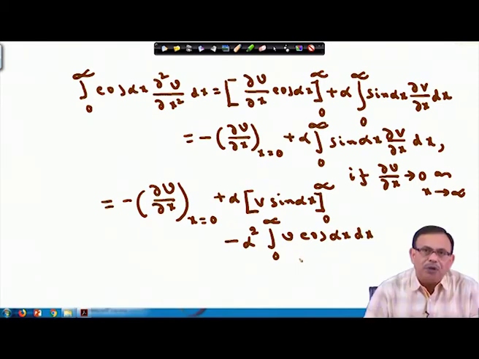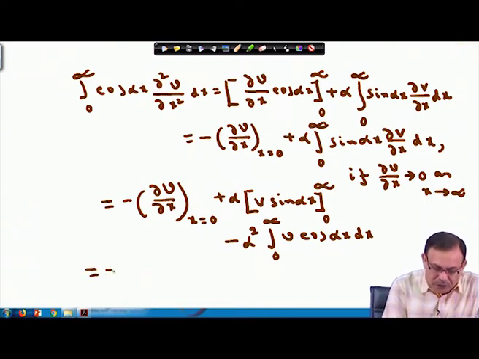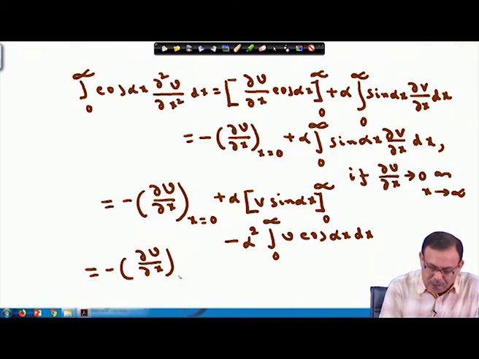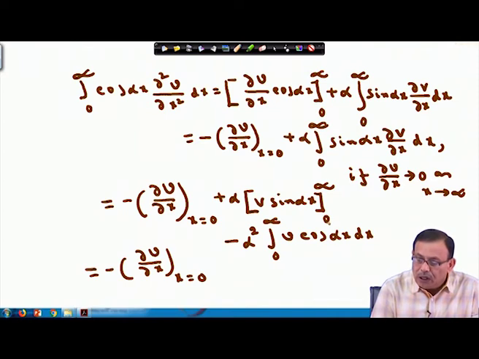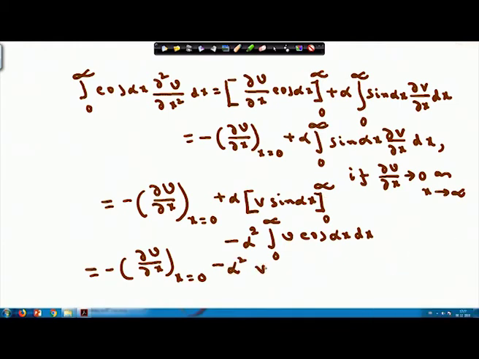And note this integral, 0 to infinity v cos alpha x dx, is nothing but the Fourier cosine transform of v. Now, whenever I try to evaluate this integral, this equals minus del v del x at x equals 0, which is known to me. When putting the lower limit, since sin is there, that will vanish. But when I put the upper limit, I have to assume that v approaches 0 as x approaches infinity; only then will this term vanish. Otherwise, I do not know the value at x equals infinity. So I am making the assumption that v approaches 0 as x approaches infinity, and this term I can write as minus alpha square into v bar c.